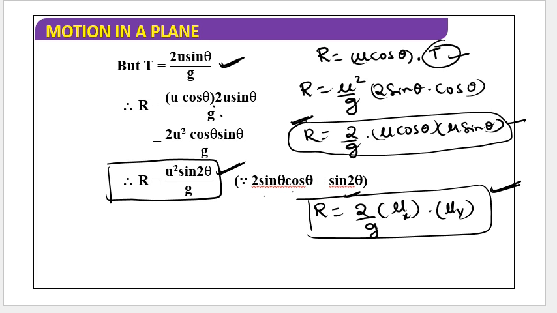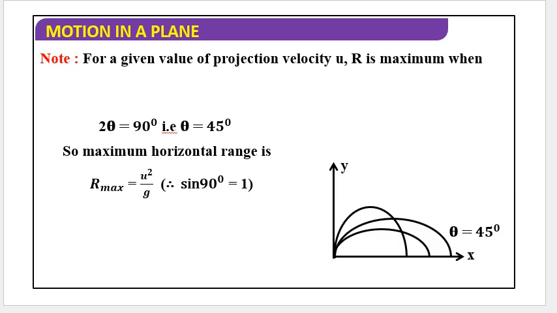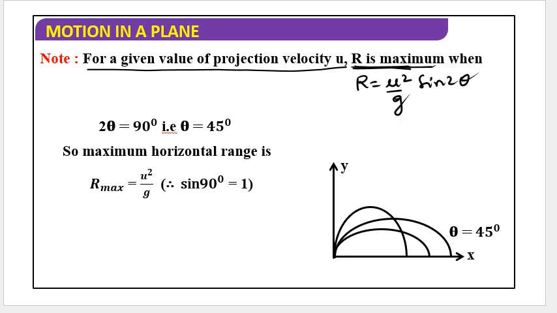Okay children, next topic. For a given value of projection velocity u, r is maximum when. So this is very important. When is the range maximum? Already we know very well range is equal to u square by g sin 2 theta. So when sin 2 theta is maximum, range is maximum.